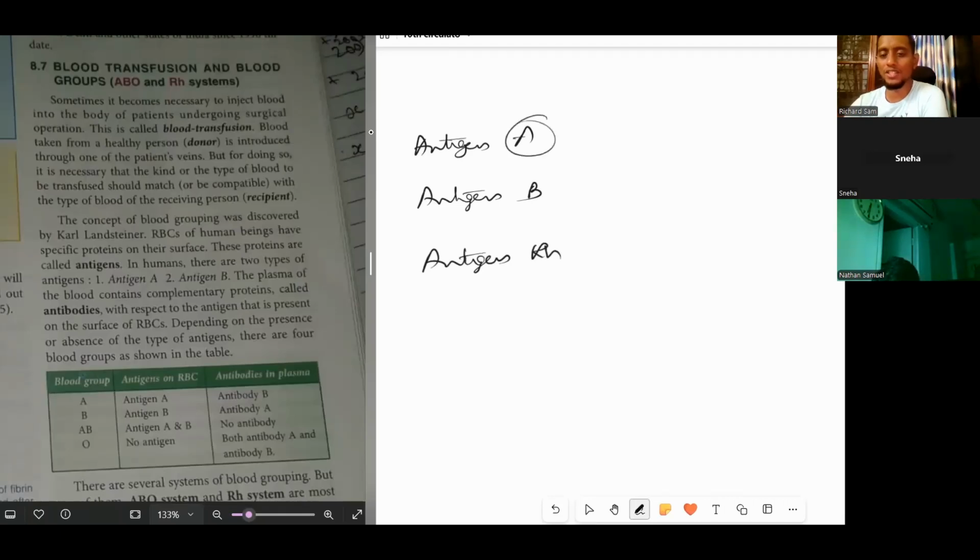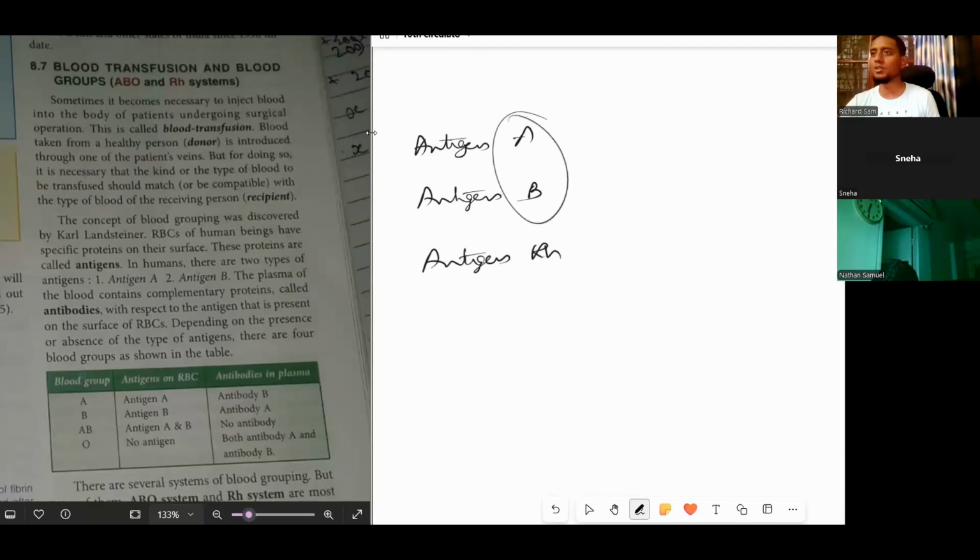If you have the A antigen, then your blood group is A. If you have the B, then your blood group is B. If you have both the antigens, your blood group is AB. If you don't have both the antigens, then your blood group is O. And this Rh is another thing they found out later on. It's called the Rh factor. If you have the Rh factor, then your blood group is positive. If you don't have the Rh factor, then your blood group is negative.